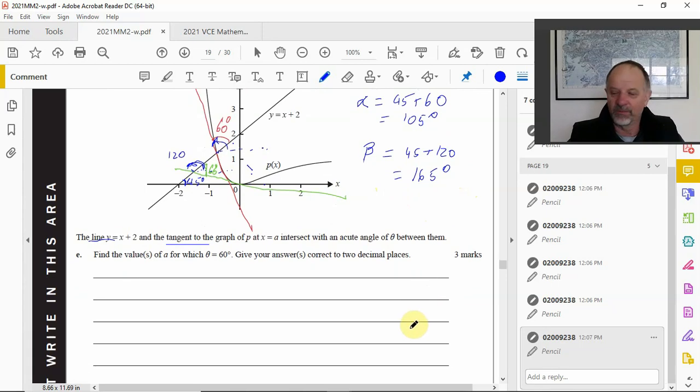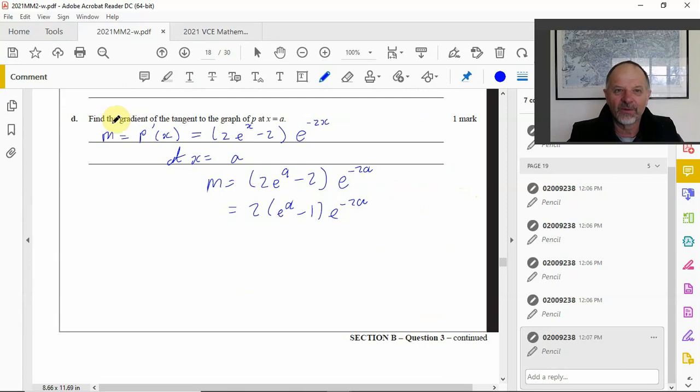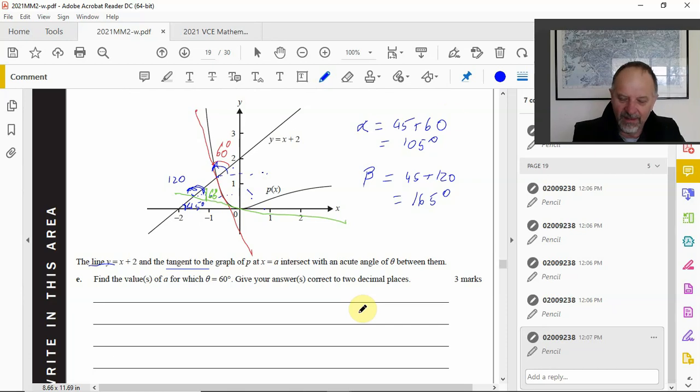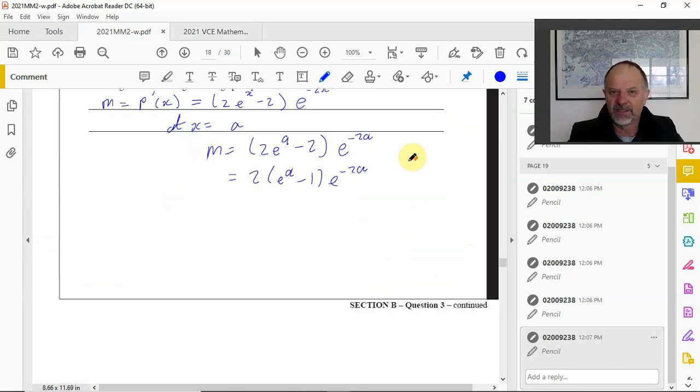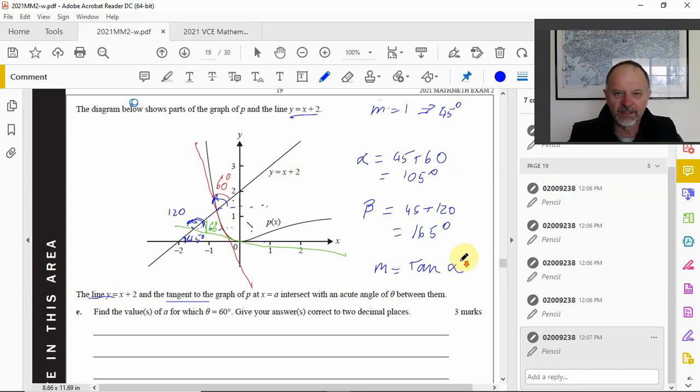So why have I done that with the gradients? Well, I've done that with the gradients because back here we worked out what the gradient of the tangent was. So this is the gradient of the tangent here. And the gradient of the tangent, of course, is related to m equals tan theta. Remember, m equals tan theta or tan alpha, whichever you want to do. That's what I said here. So that's how I've come up with this 45 degrees, essentially using this.